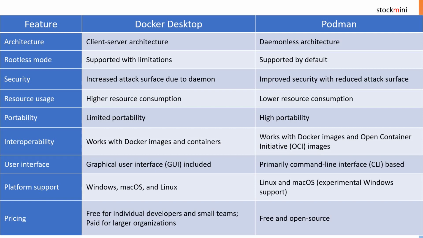Resource usage. Docker Desktop tends to consume more resources due to the presence of the Docker daemon. In contrast, Podman is designed to be resource efficient, making it suitable for environments with resource constraints.